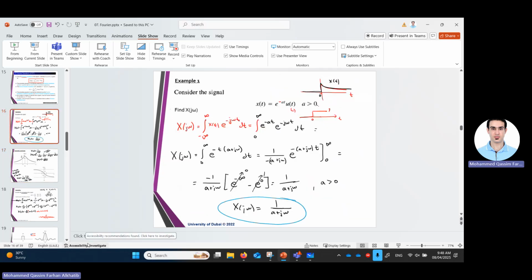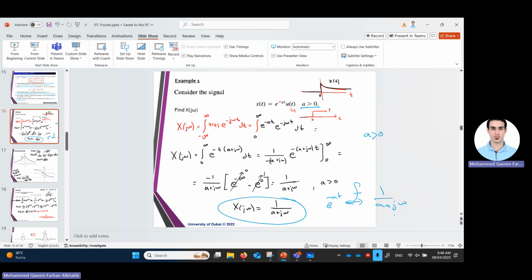All right, so you can take it as a rule that the first Fourier pair is e to the power minus a t, and a should be positive, by the way. The Fourier transform is 1 over a plus j omega. That's the first Fourier pair.